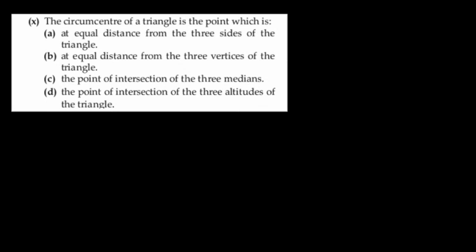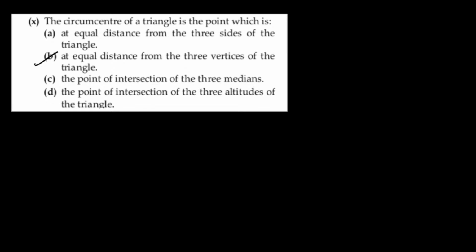It's just concept based. The circumcenter of a triangle is a point which is at equal distance from three sides of the triangle, at equal distance from three vertices of a triangle, the point of intersection of three medians, or the point of intersection of the altitudes. Option B is the correct answer. It's at equal distance from the three vertices of a triangle.